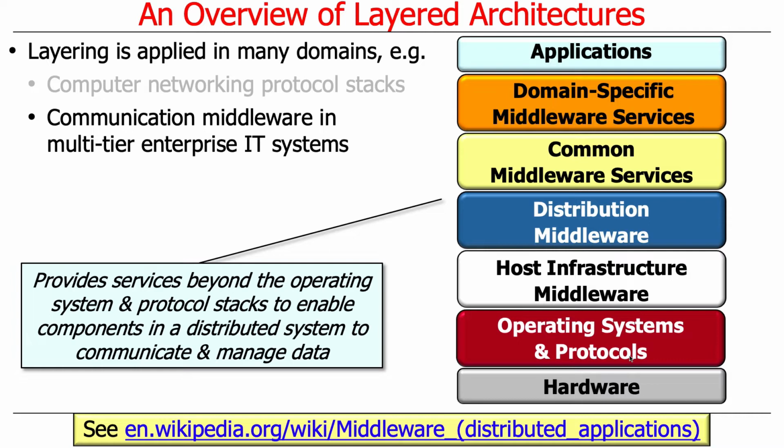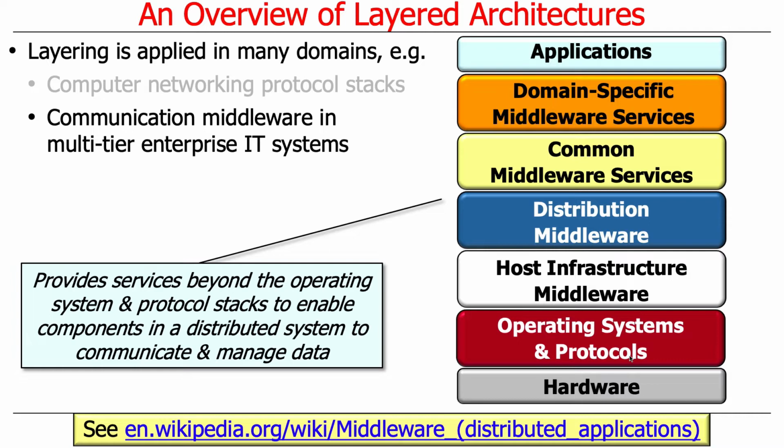Another example of layering that you'll run across all the time if you program networked and distributed systems, such as Android, would be what's called communication middleware. And this is very commonly found in multi-tier enterprise IT systems. It would be found in one way or another in certain cyber-physical systems or distributed real-time embedded systems and so on.